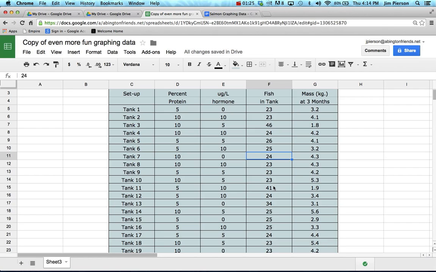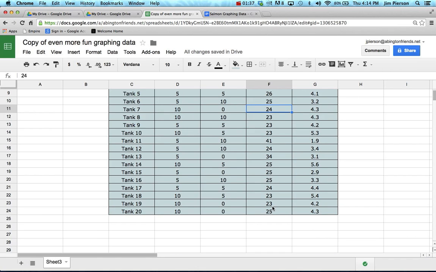So let's look at the next step we can do. What do you say we divide the data into two distinct groups, food that had 5% protein and food that had 10% protein. You can do that quite easily by doing the data sort. So I'm going to highlight this area right here, and I'm not even going to worry about the tank stuff because that's just nonsense, really.